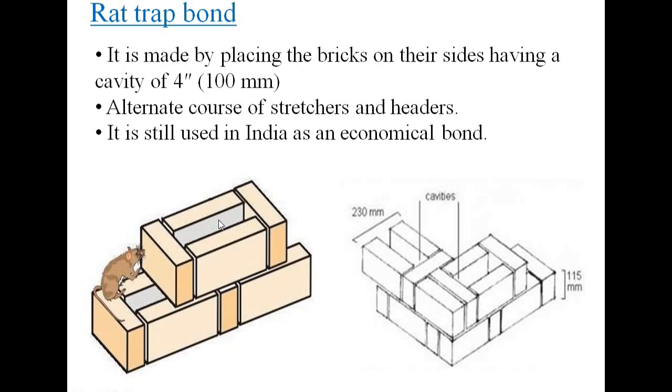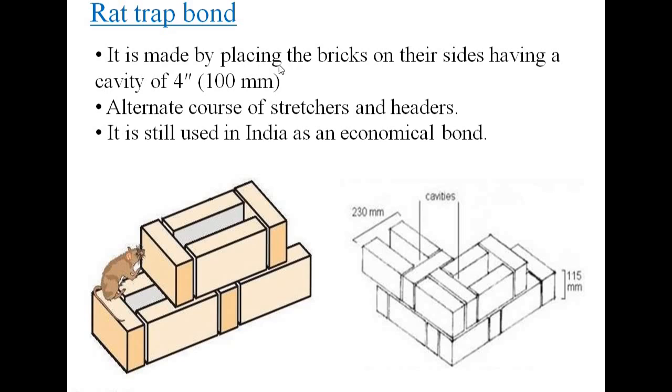And generally this is used for insulation purposes. Insulation purpose means what? If heat is there in the outside atmosphere, it will not transfer 100% of the heat to the inside of the room. Due to the void between the two bricks, it is useful for insulation.